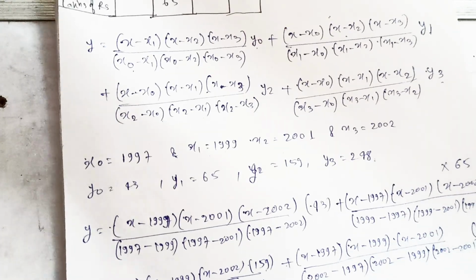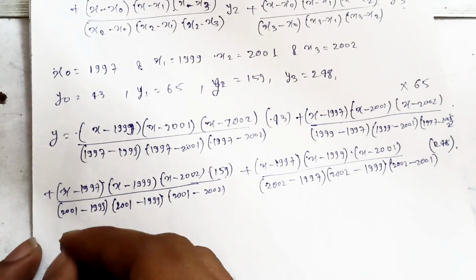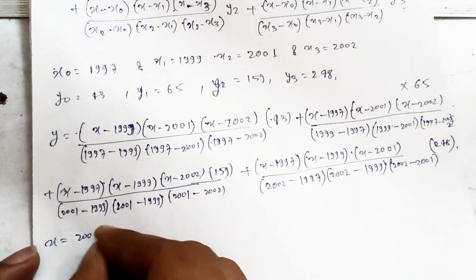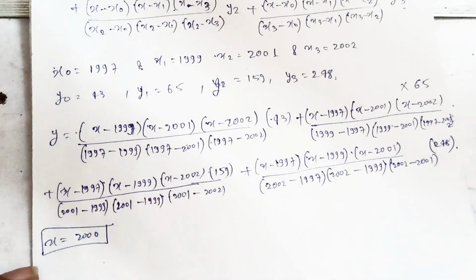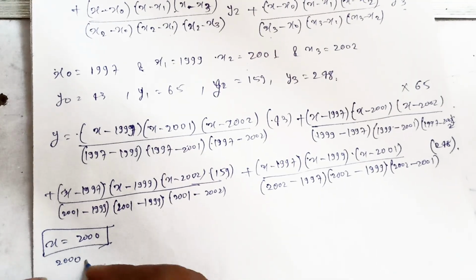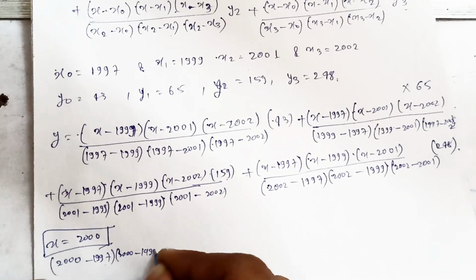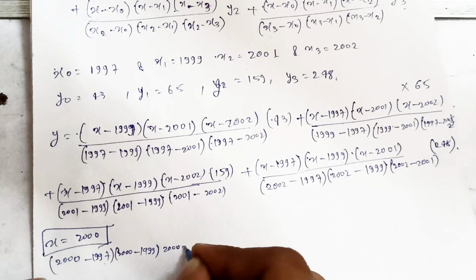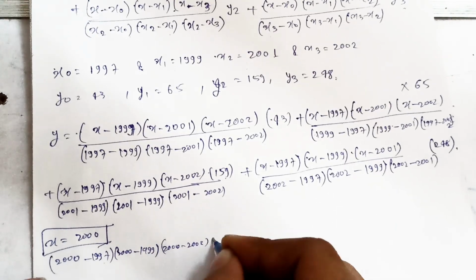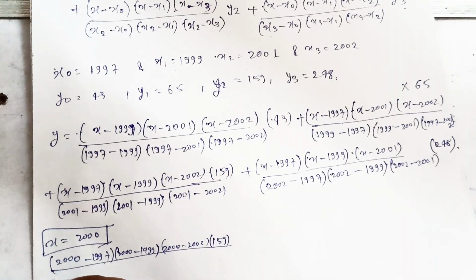So we have all these values, and now we put x equals 2000 in the above equation. When we put the value of x in the equation, we will get the value. So x will be 2000 minus 1997, 2000 minus 1999, and 2000 minus 2002, then 159, then 2000.